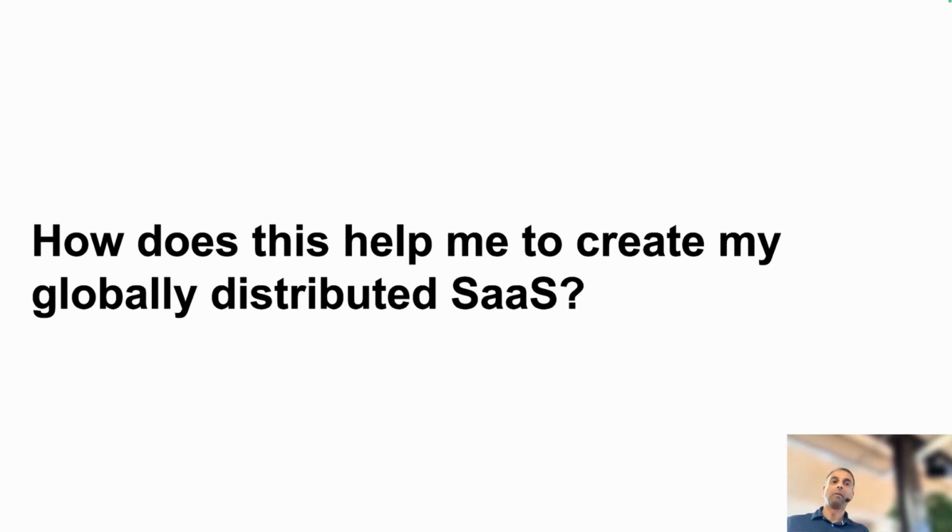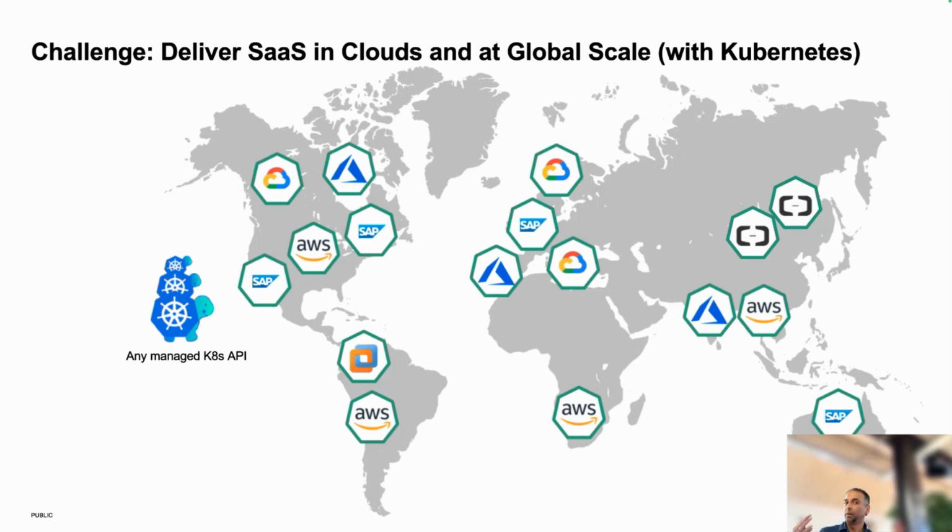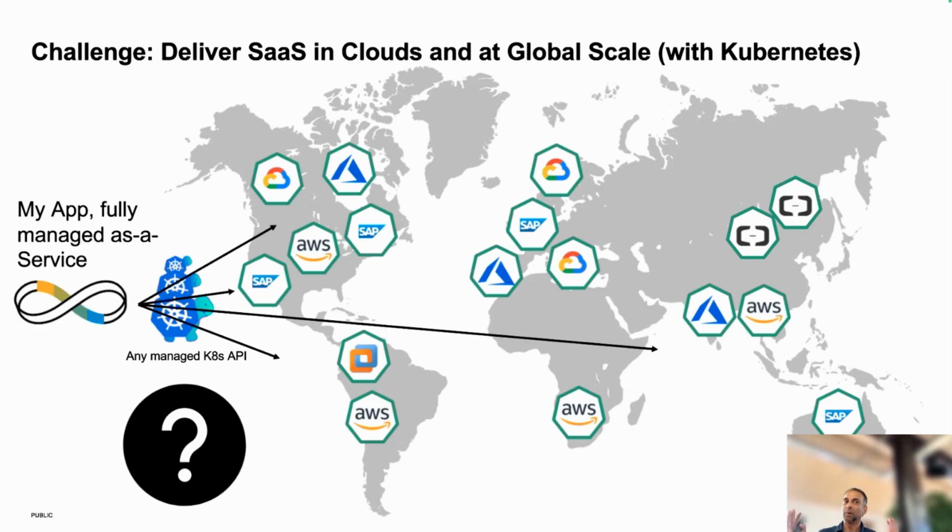So I'm going to ask, I now have some type of a management API that gives me Kubernetes all over the world. And my challenge here is I have an application and I want to use Kubernetes to distribute it globally, right?